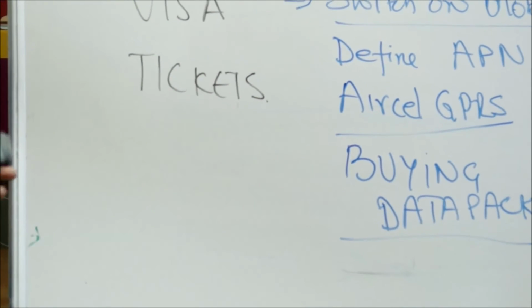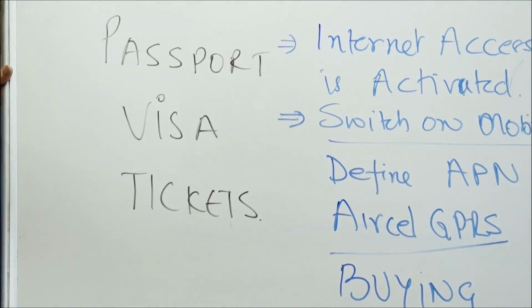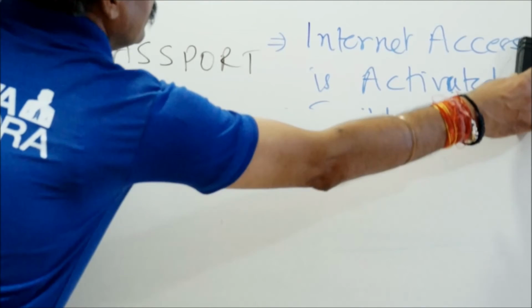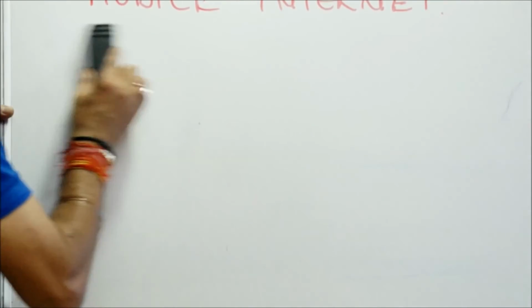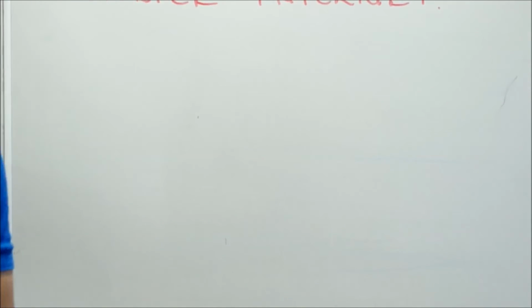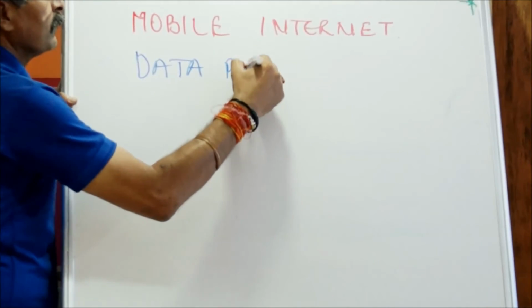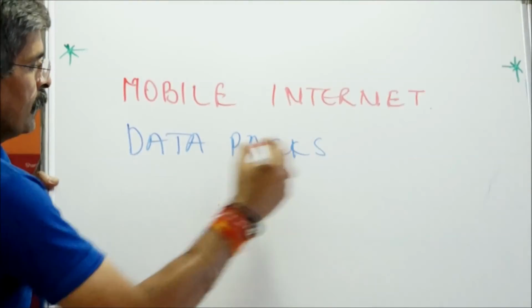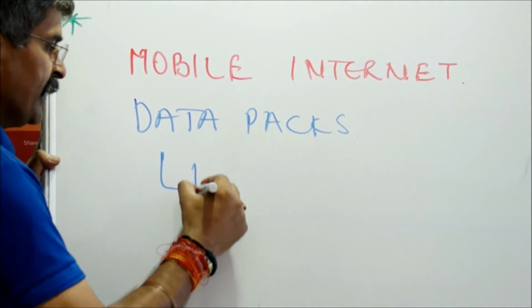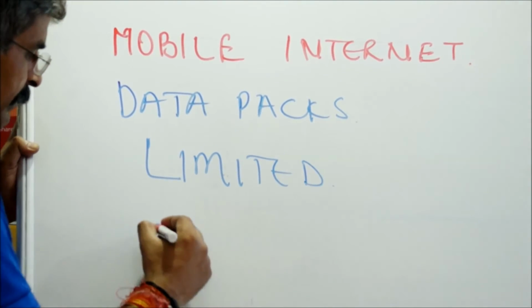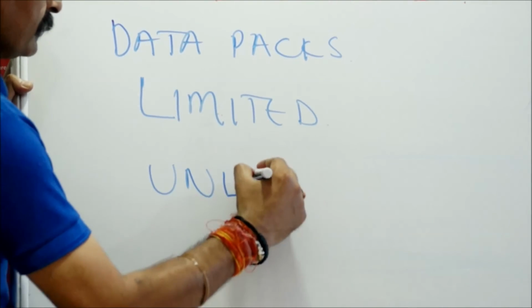Now we'll discuss a little bit about what are the different data packs. Like when you buy the tickets, there are different class of travel. So normally the data packs are limited data packs and unlimited data packs.